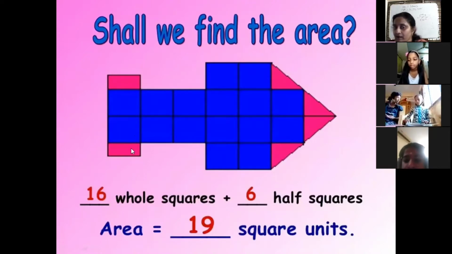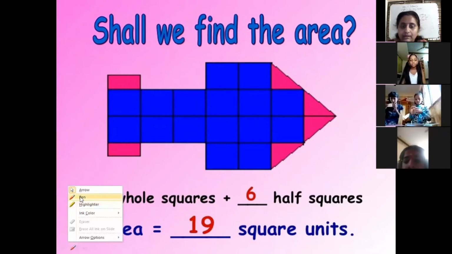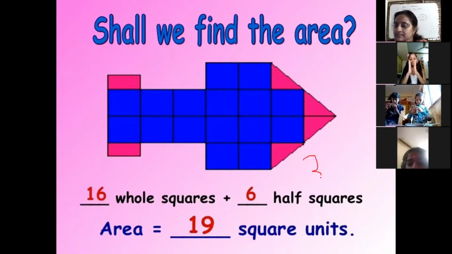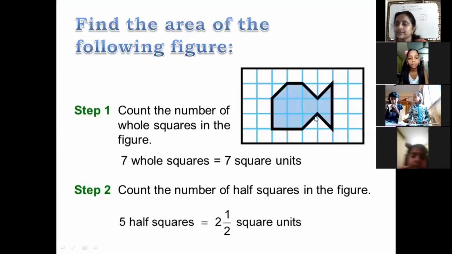So 6 half squares means what? Half of 6 means how much? 3. Yes, 6 halves means 3. So we have 16 full squares plus 3 equals 19 square units. Very good.